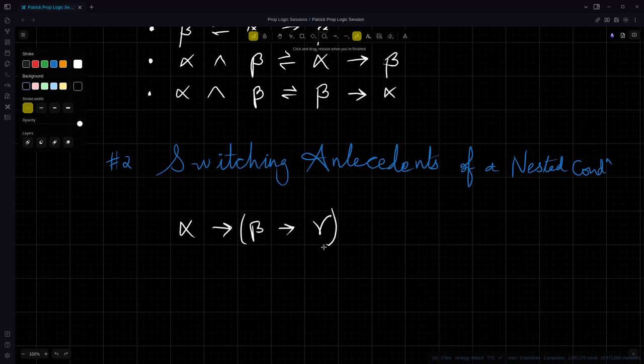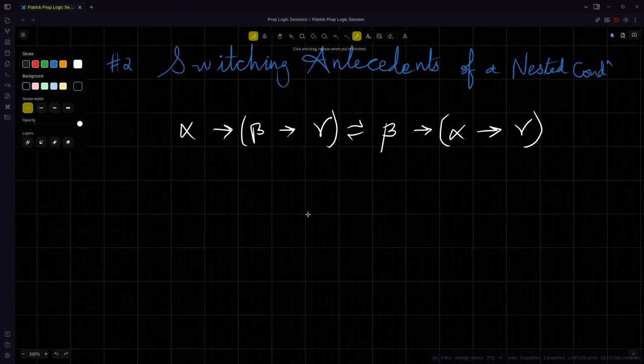So it's like a conditional inside a conditional. This conditional is inside this one. That's why it's called a nested conditional. It's nested inside it. So what you can do whenever you have something like this is simply switch the antecedents. Do you want to do a proof for why this works?